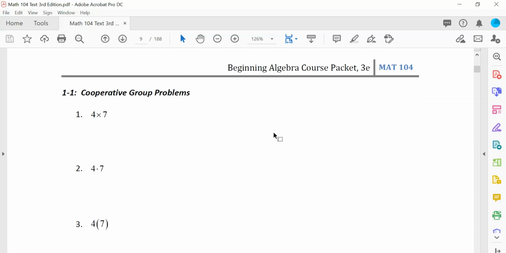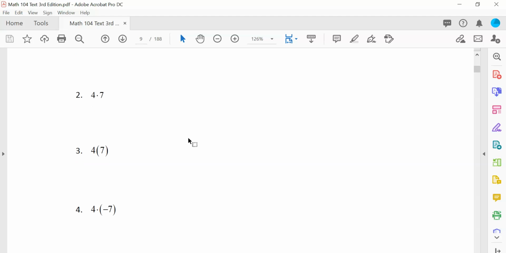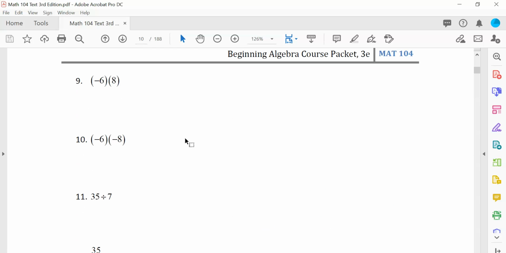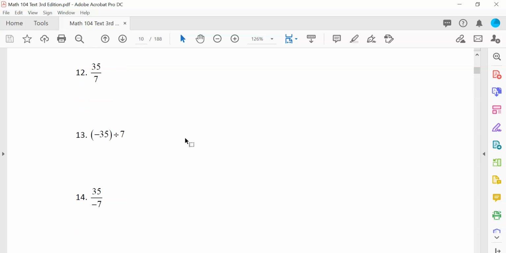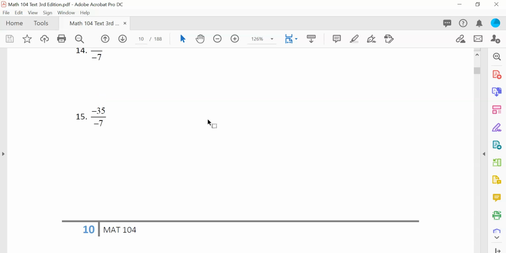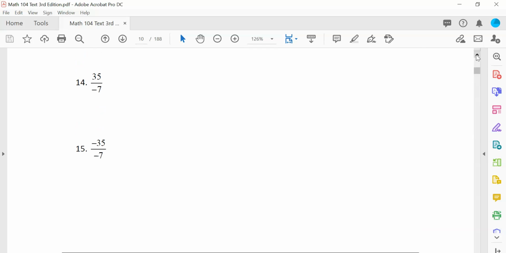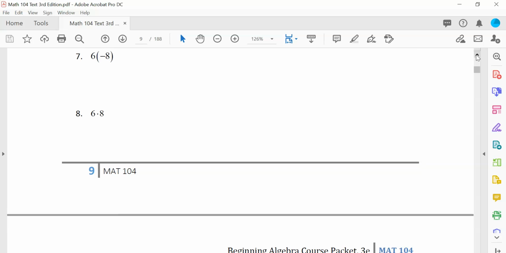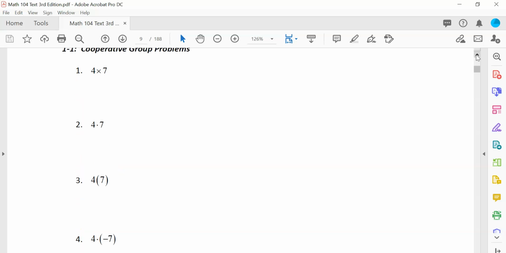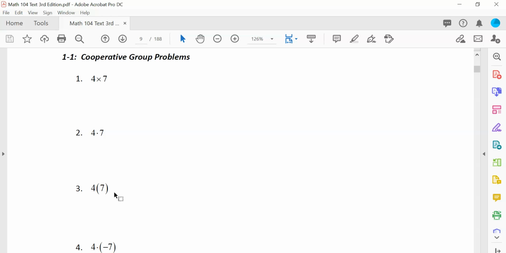So what I'd like you to do is push pause on the video and try all of the problems here from 1 through 8, and then go on to the next page and try all of the problems on the cooperative group stuff from problems 9 through 15. So that's on pages 9 and 10. So go ahead and push pause on that. Try problems on pages 9 and 10 of the workbook, and then I will come back and do the problems on a Word document.